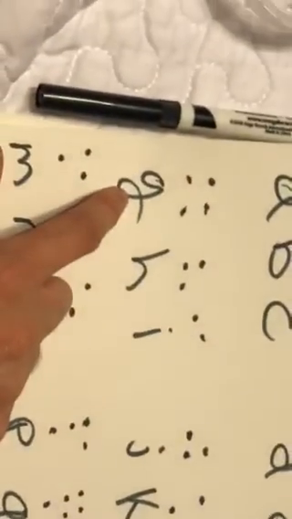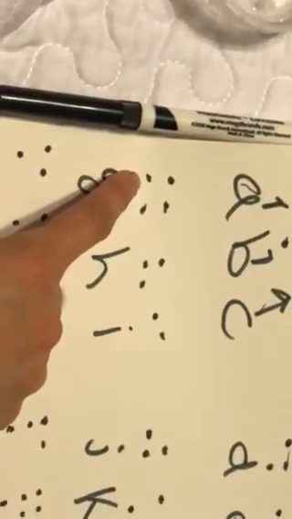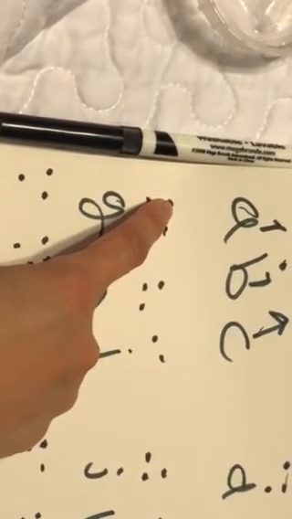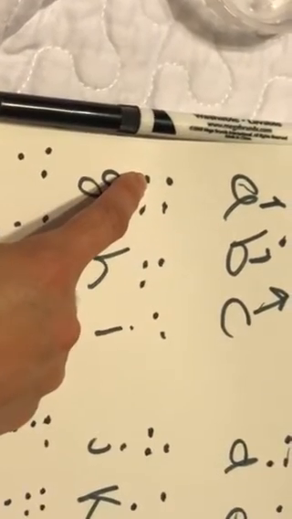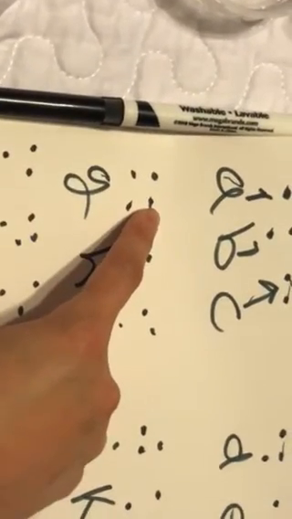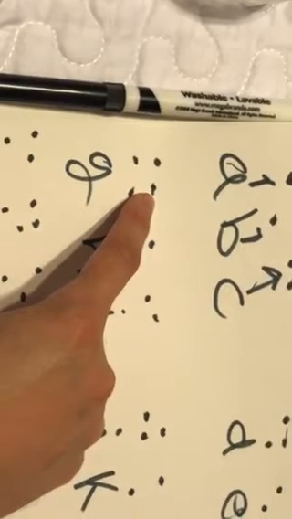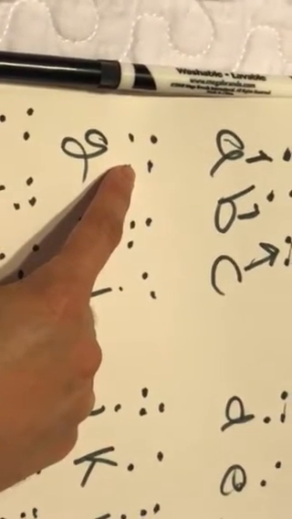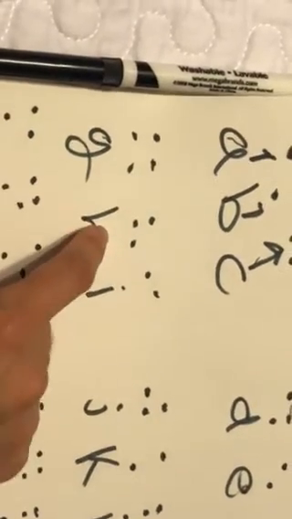Then G, 1, 3, 4, 6. So you start with the top left hand corner, you go 1, you skip 2, you bobble in or dot 3, then you go to the right hand side, 4, skip 5, and 6. 1, 3, 4, 6.